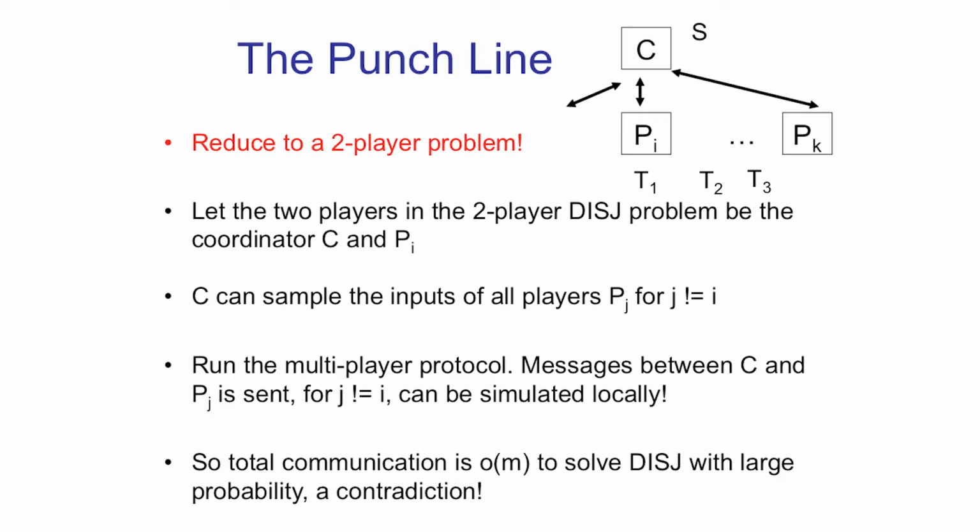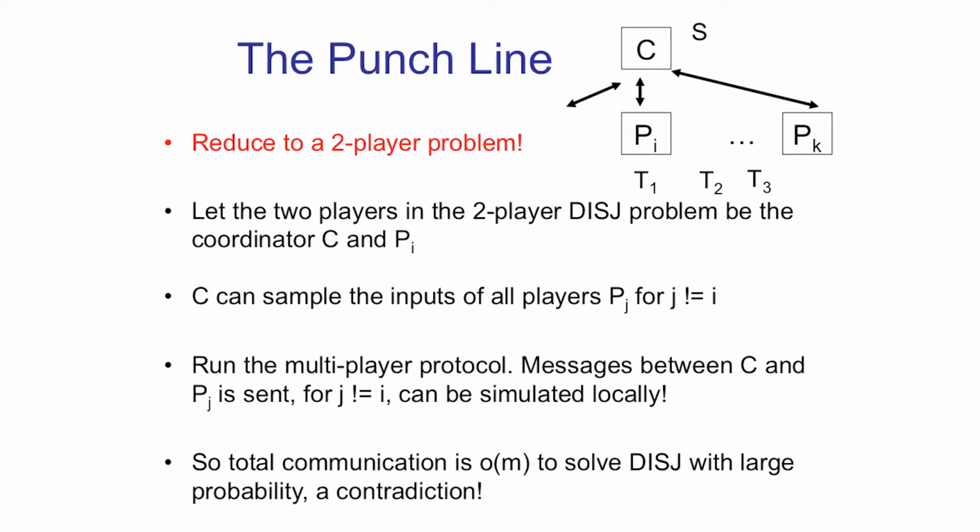But what did we say? We said that the communication between the coordinator and Pi was little o of m. So what we're doing is actually solving disjointness with little o of m communication for two players. Because we also said that from the transcript, you can typically figure out the answer to disjointness. But that's a contradiction, right? As I mentioned earlier, there's an omega m communication lower bound for two-player disjointness.